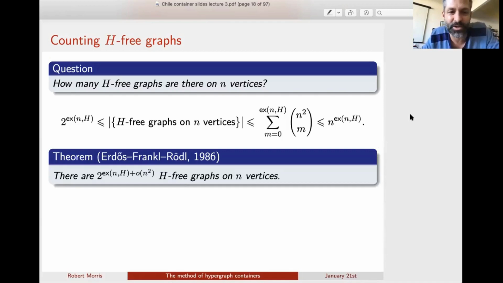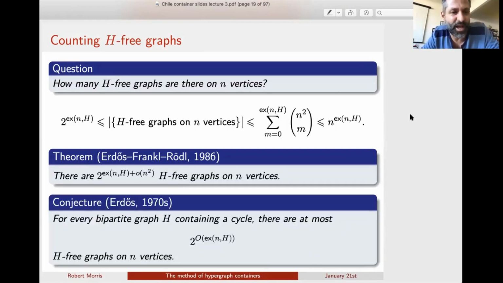Erdős, Frankl, and Rödl showed in the 1980s, by a fairly easy application of the regularity lemma, though I'm not sure if that's how they did it, that the lower bound is basically correct for non-bipartite graphs. The o(n squared) in the exponent is small compared to the extremal number as long as H is not bipartite. For bipartite graphs, it's quite a bit more difficult.